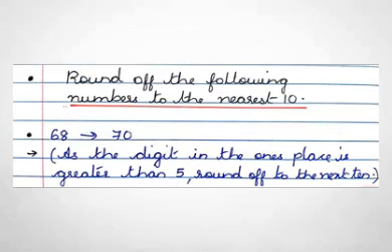Round off the following numbers to the nearest 10. First question is 68. As the digit in the ones place is greater than 5, round off to the next 10. In the case of 68, the digit in the ones place is 8, which is greater than 5. So, 68 is round off to 70.